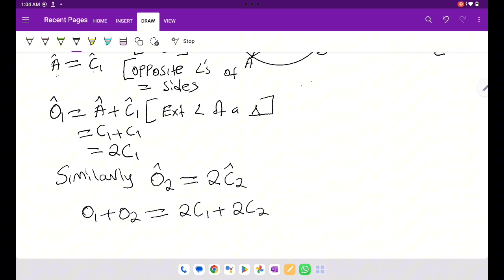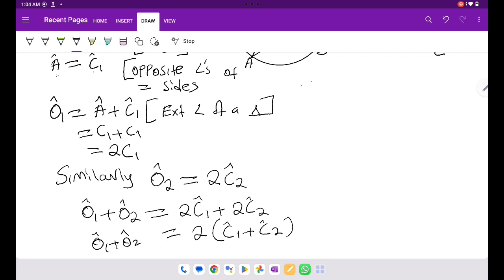What we do on the left, we also do on the right. We can even take out the common factor here, which is 2, and then we are left with C1 plus C2. Remember, these are angles. So now we have our O1 plus O2. So also these are our angles.